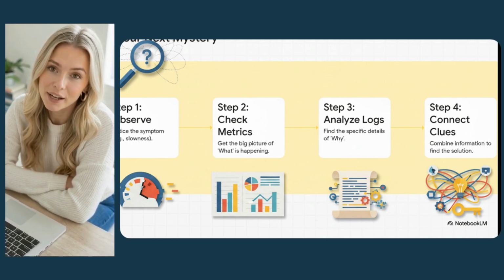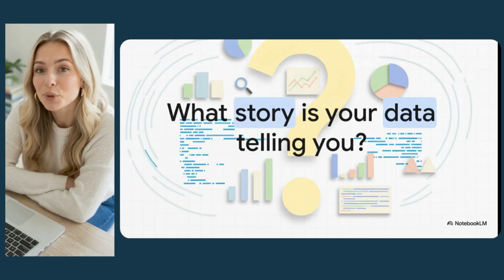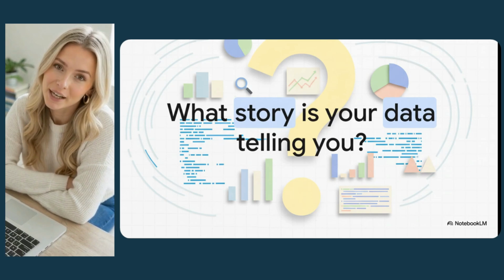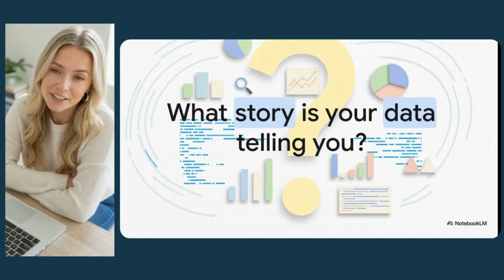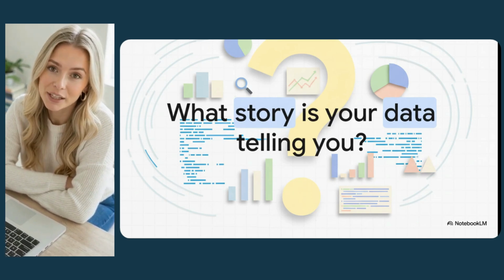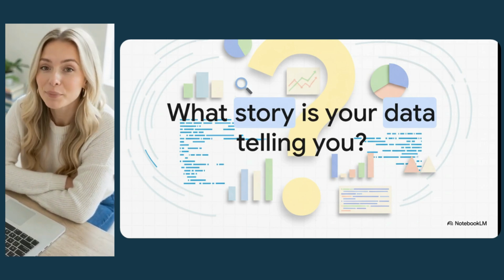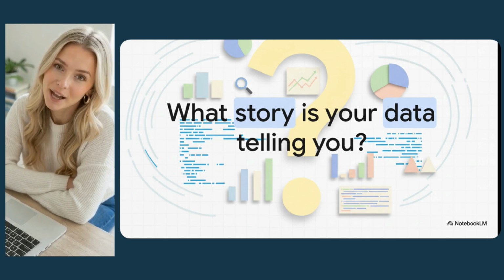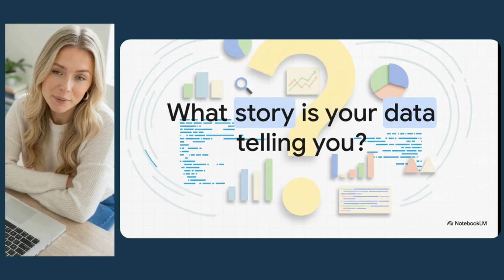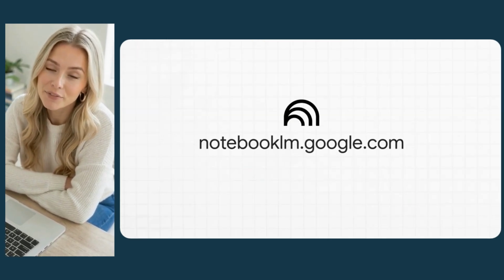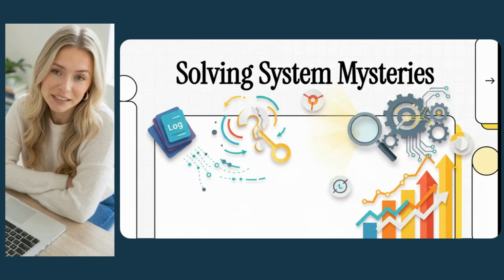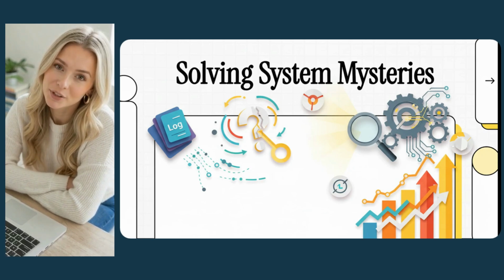Now, let's summarize what we've learned from this great detective work and give you a practical checklist for future mystery cases. Here is the magic formula, and it's that simple. The next time you face a mystery, remember these 4 steps. Observe. Notice the symptom, e.g., slowness. Check metrics. Understand what is happening. Analyze logs. Find out why it's happening. Connect clues. Combine these 2 pieces of information to reach the solution.